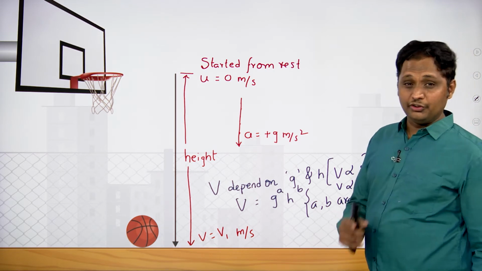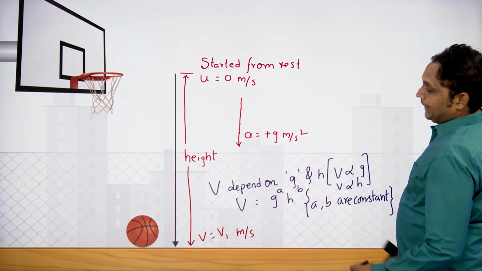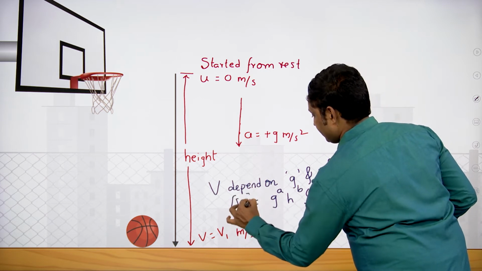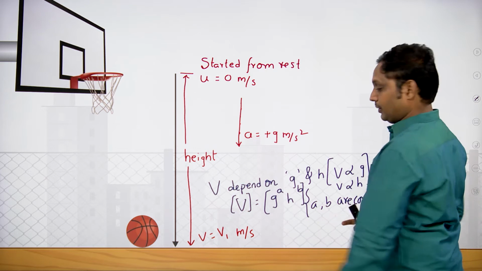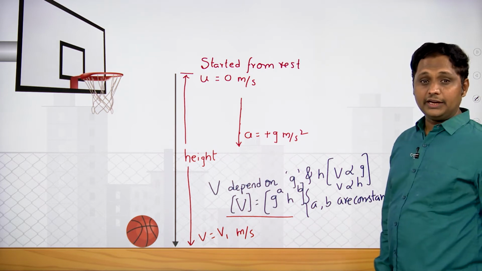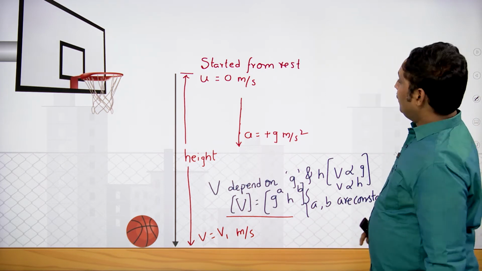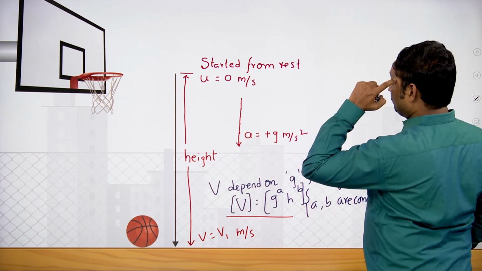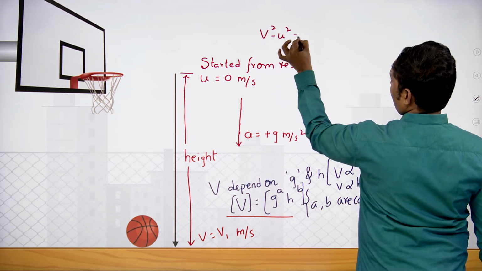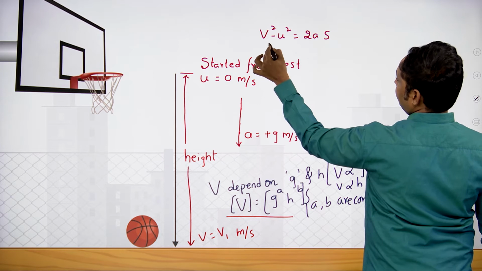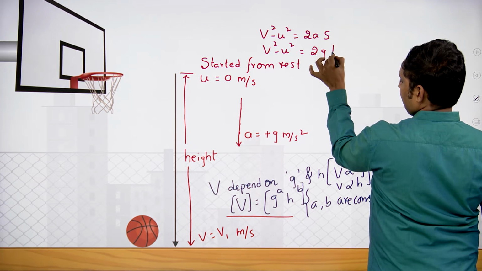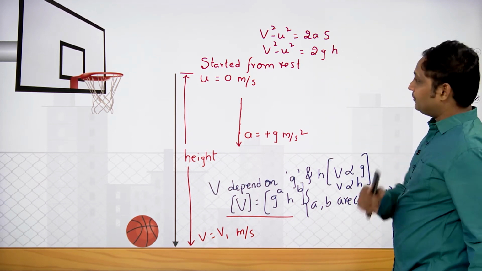It is going to be compared dimensionally. Now this is very important. We have v square minus u square is equal to 2as. Here v square minus u square is equal to 2gh, with s assumed as h.